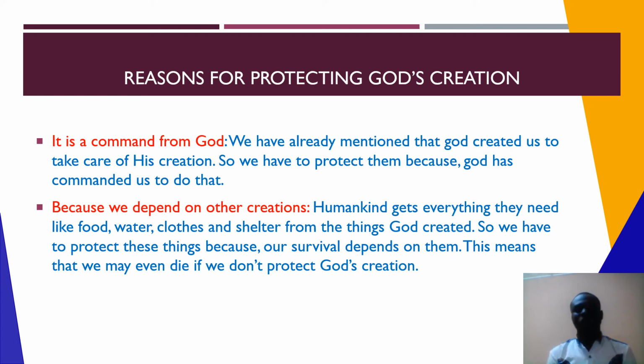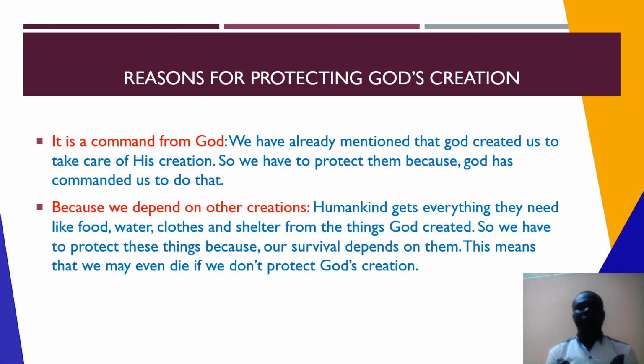We depend on plants to grow, we depend on animals to grow. Plants have a lot of uses. We can use plants for furniture, we can use plants for food, we can use plants for medicine. We can use plants for so many things. We can also use animals for food. We can use animals to travel. We can use animals to work. We can use animals for so many things. So we depend on these animals in order for us to grow. So if we don't protect them, because they are God's creation, we will not get the food, the shelter, the water, and the clothing, and we may eventually die if we don't get these things.